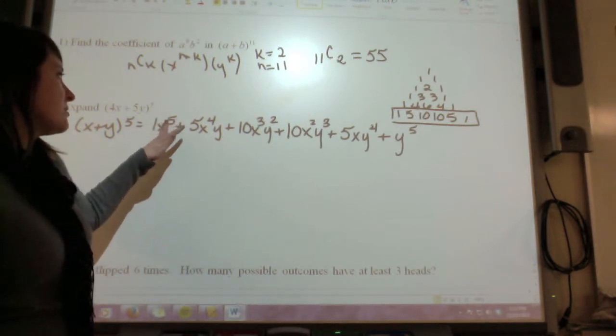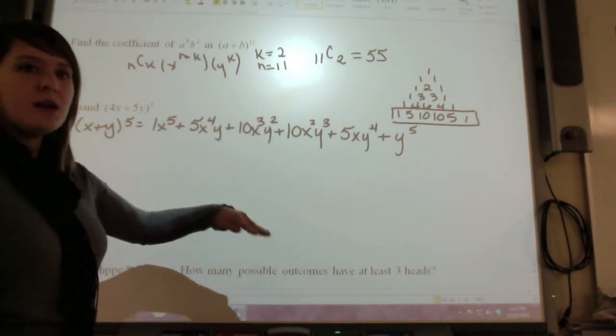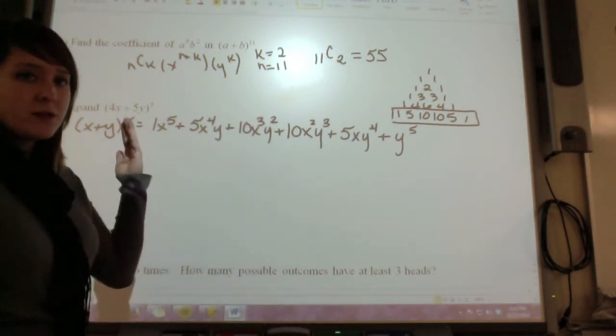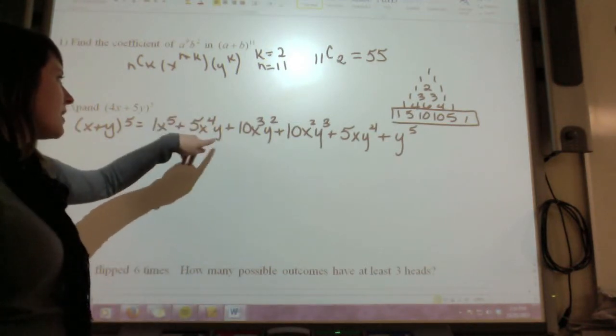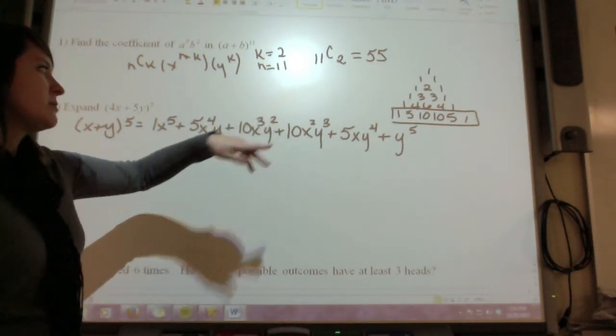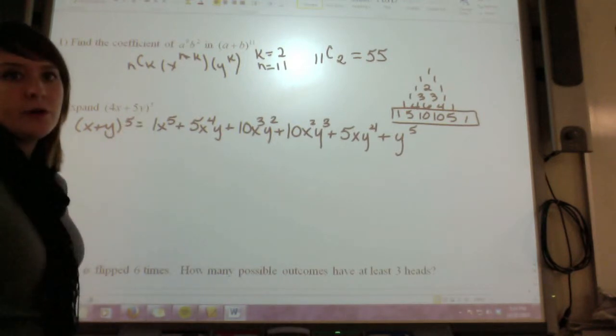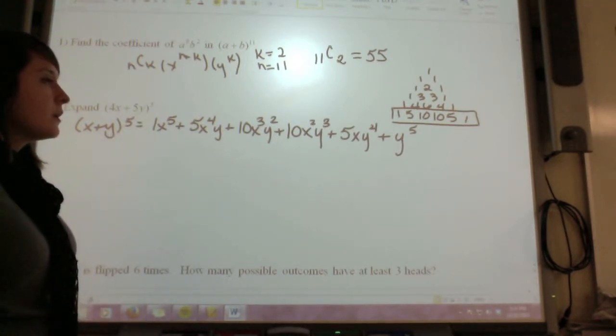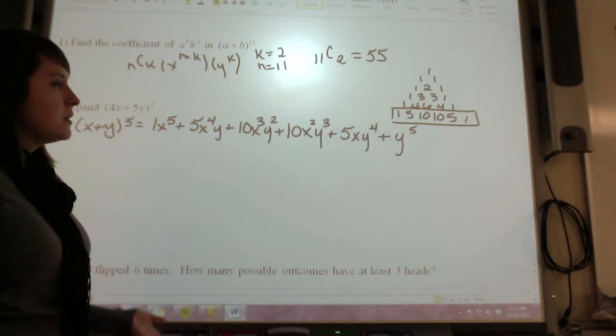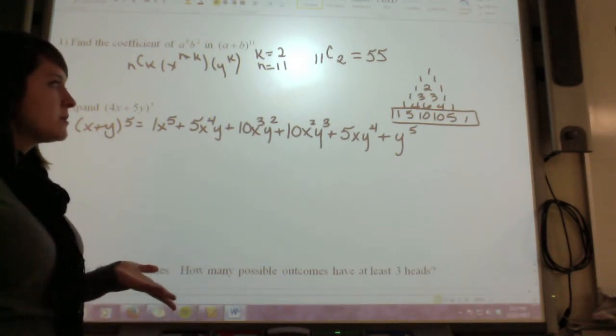for my x values, I'm going down every time by 1, and for my y values, I'm going up every time by 1. And the sum of your exponents should always be 5 because you know you're going to the 5th power. Okay, so now that I've got this, now I can go back through and I can substitute.